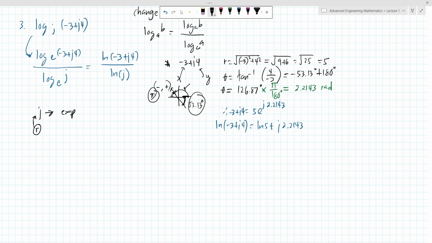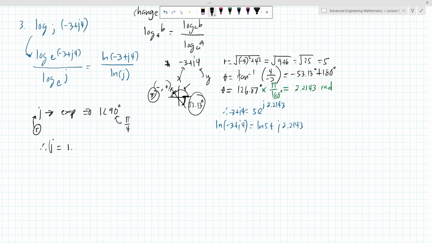If it is not written out, and then j means our complex number or our point is on the positive y-axis. So this gives us an angle of 90 degrees. Or what is 90 degrees in radian? That is pi over 2. So therefore, j is the same as 1.